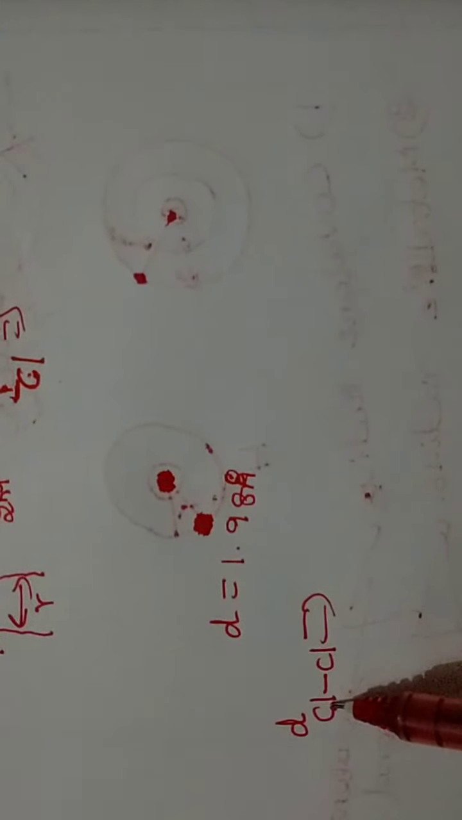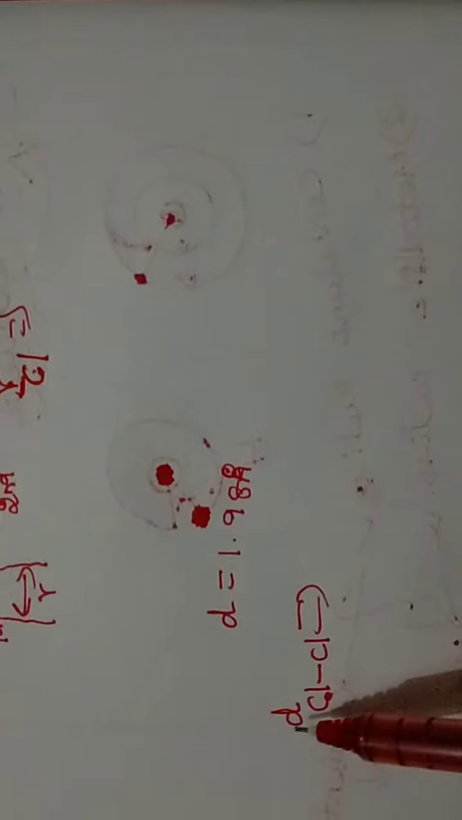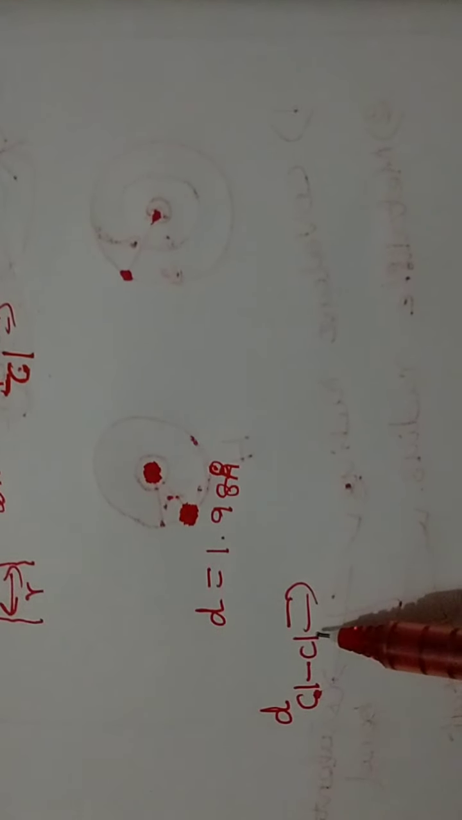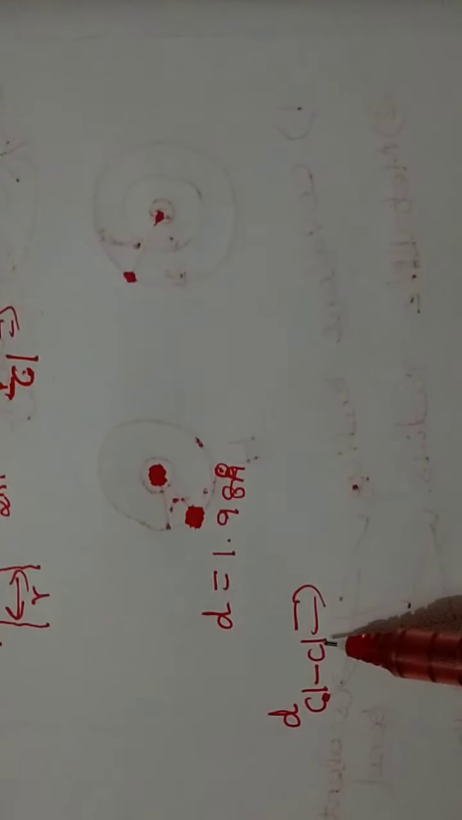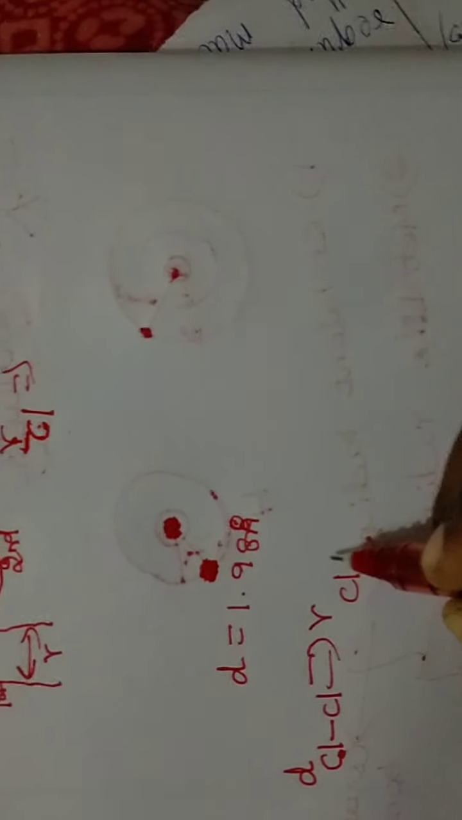So how to find the R value? First you write D, the distance for a chlorine atom bonded with another chlorine atom. What is the meaning of this D(Cl-Cl)? The distance between one chlorine and the other chlorine. One chlorine is bonding with the other chlorine. D(Cl-Cl) is equal to RCl plus RCl. So what is the meaning of this formula?